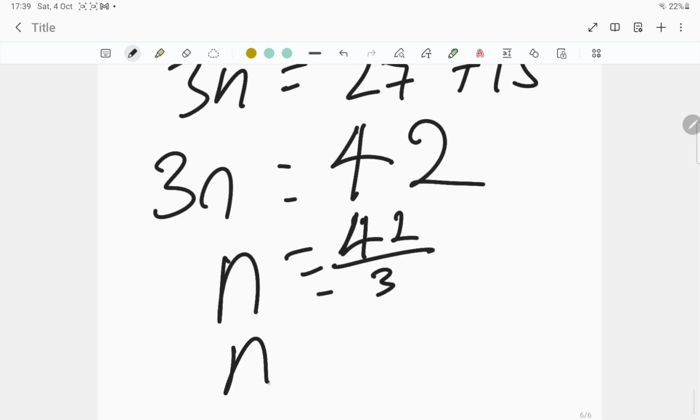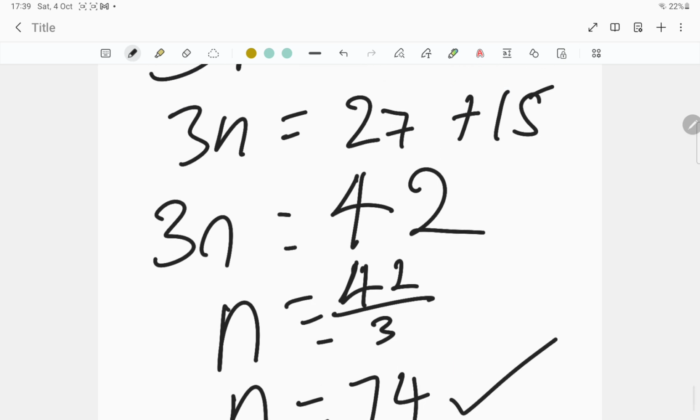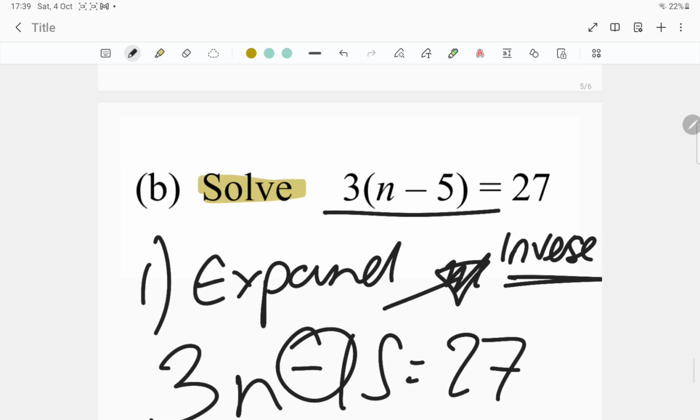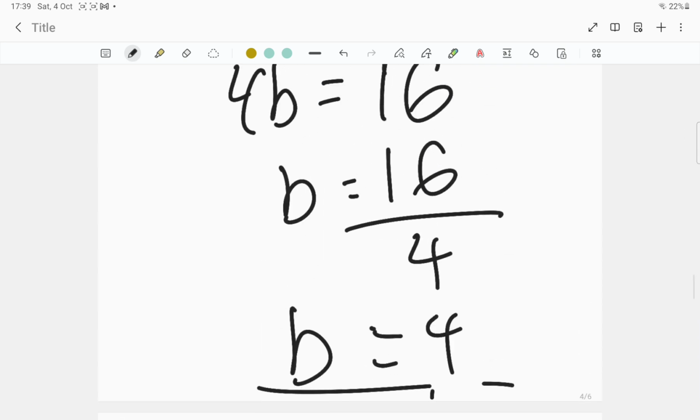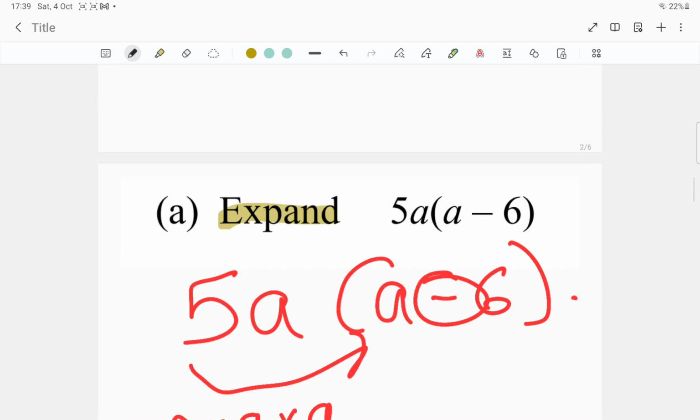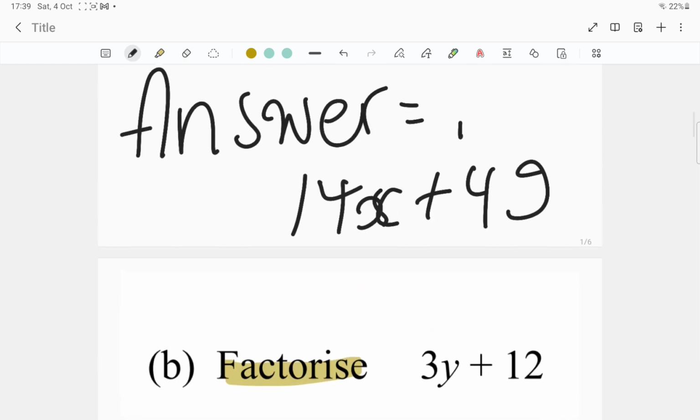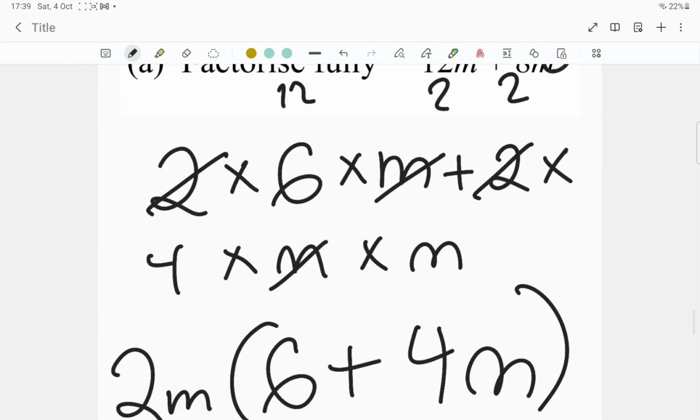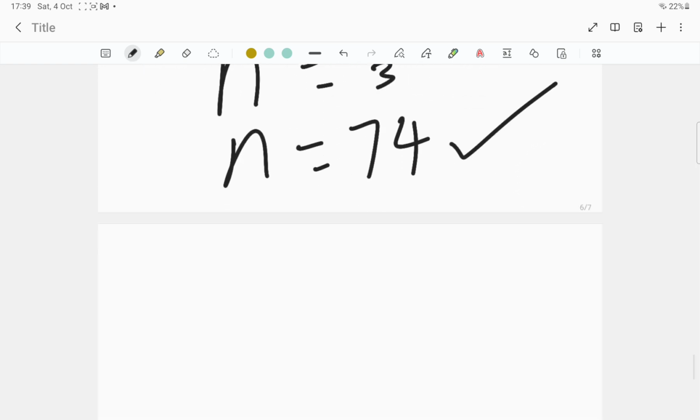So the answer is n equals 14. If you've got n equals 14, well done. That is your correct answer, and that's it. Can you see how easy that was? It was very easy, and all of these questions were very easy. So, remember to always check your answers.